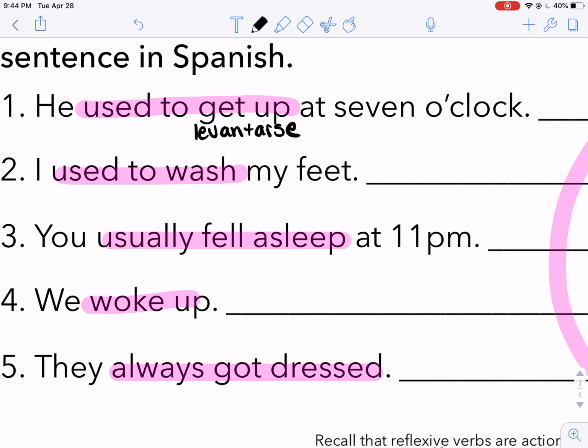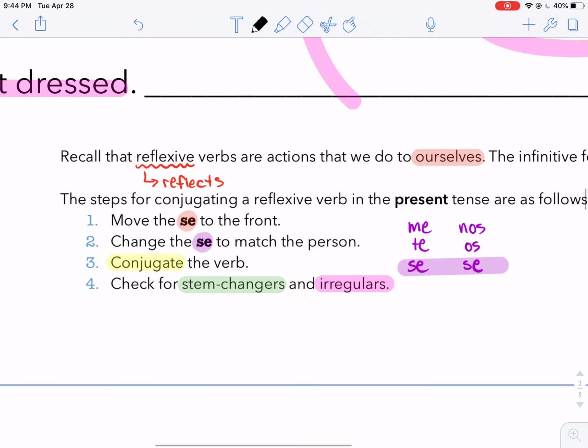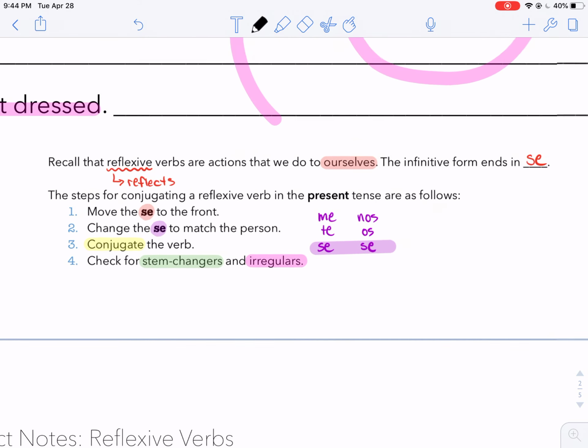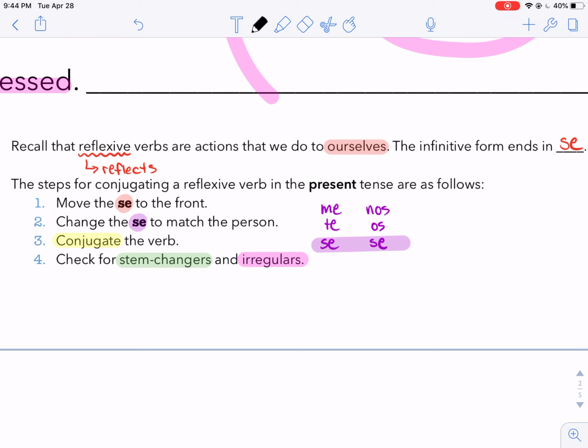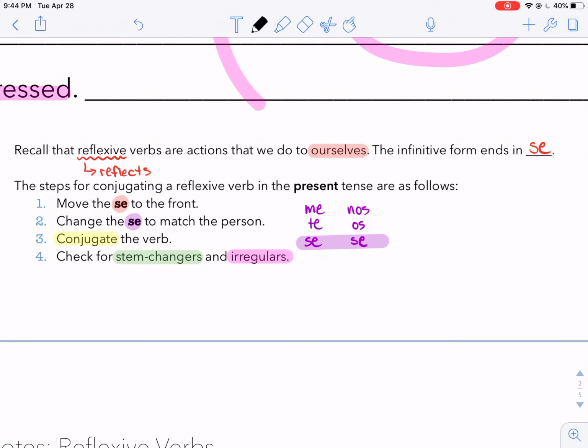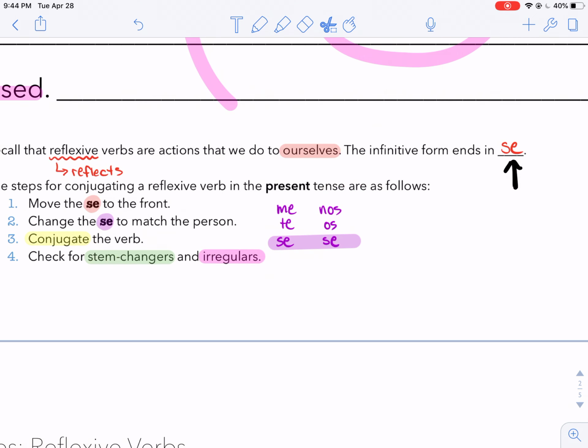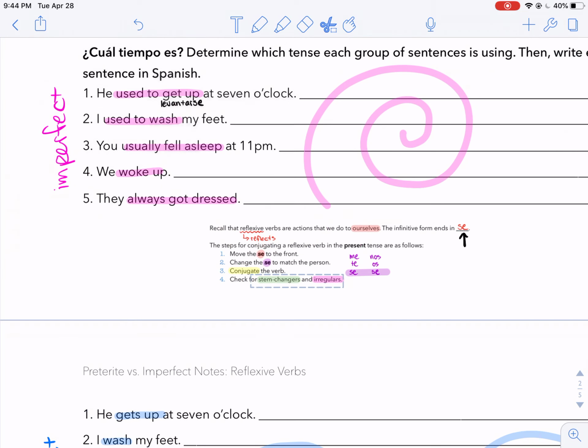Now, levantarse, that's a reflexive verb. Let's quick review our steps for conjugating a reflexive verb. Remember, reflexive verbs are actions that we do to ourselves, and the infinitive form of a reflexive verb will end in se. So what we're going to do is we're going to start out by taking that se and moving it to the front. Then we'll change our se to match our person according to our reflexive pronouns. Then we conjugate the verb, checking for stem changers and irregulars. So let's go for it.